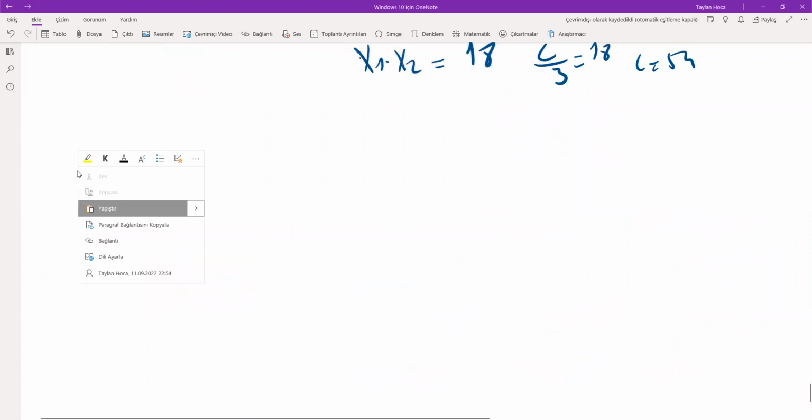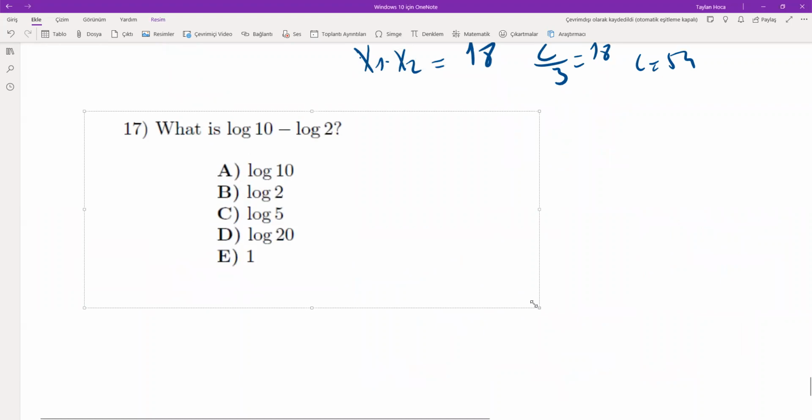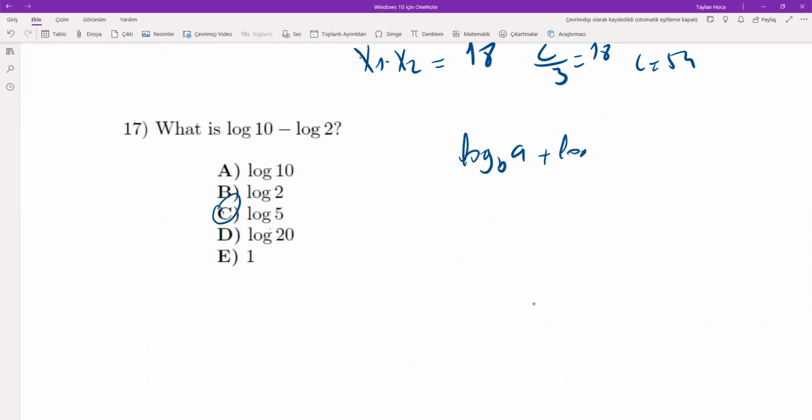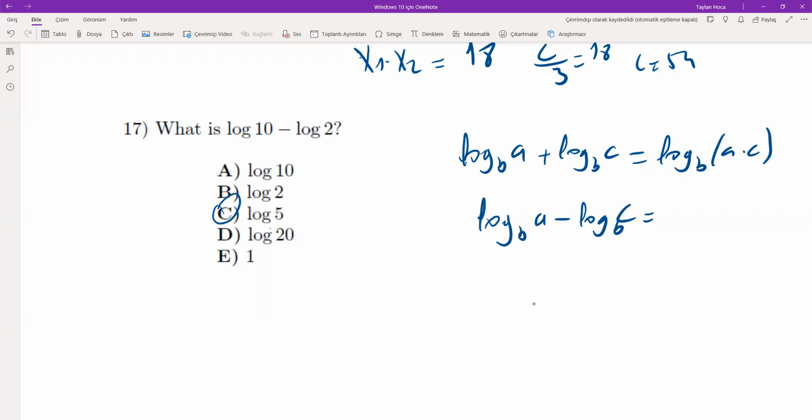Okay, you can have such easy questions as well. Log 10 minus log 2 is log 5. Know this: same base. If these are added, I can merge them in a single log by multiplying them. Same base, if you subtract them, you can merge them by dividing. That's it. So I don't care about the base. Log 10 minus log 2 is log 5 at the same base.